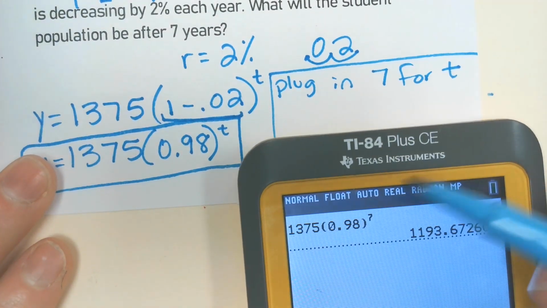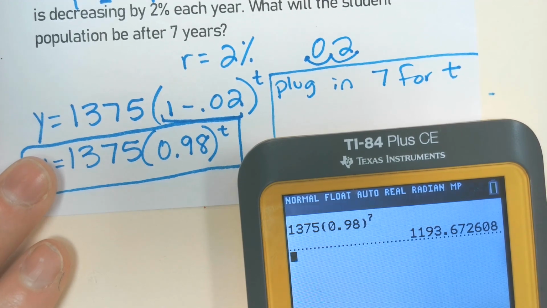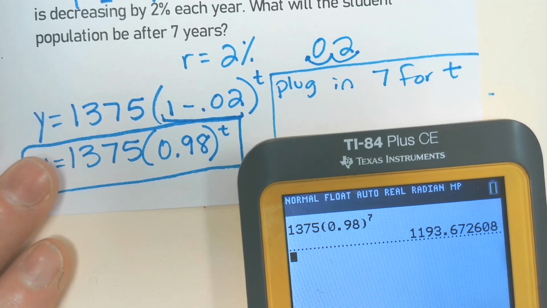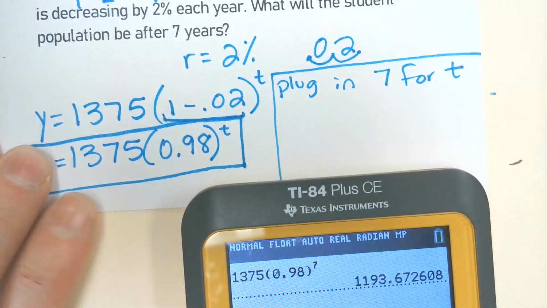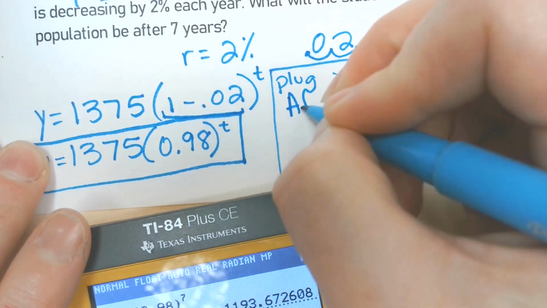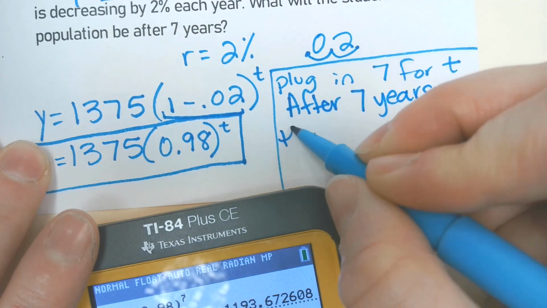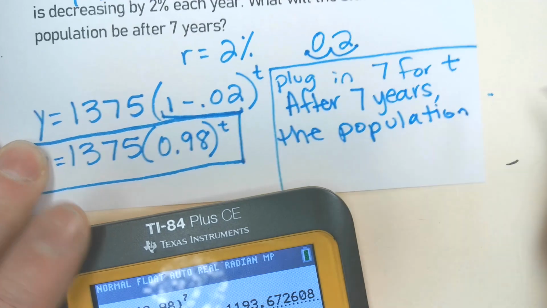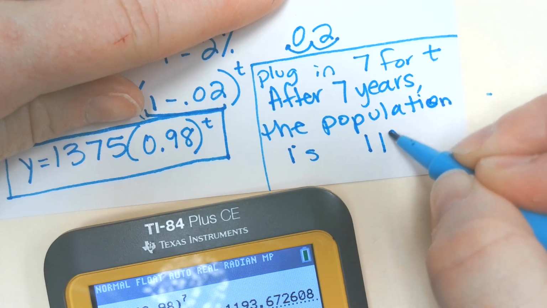With people, we can only do whole people because it's talking about population, student population. How many people are in the population? So we're going to keep this at 1,193. Don't round up to 94 because that's part of a person. We cannot round up part of a person, so we go down. So after 7 years, the population is 1,193.